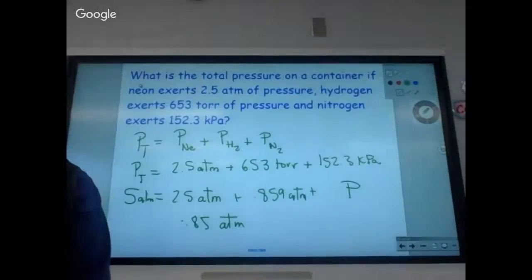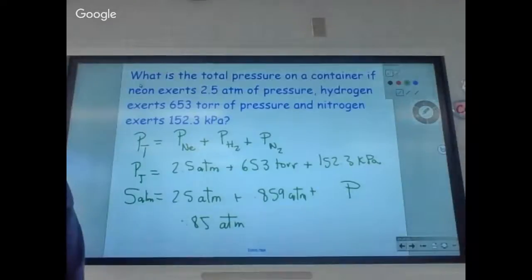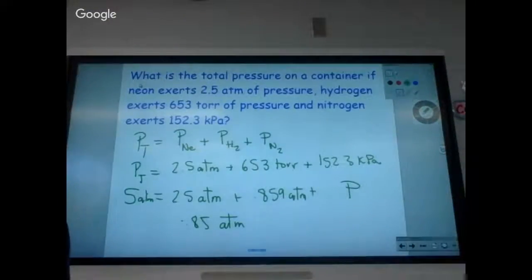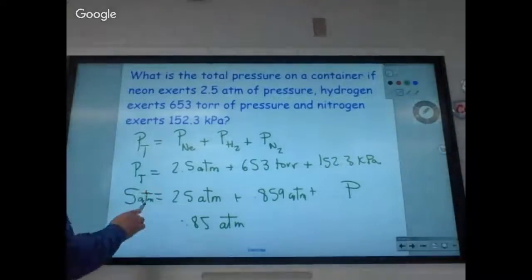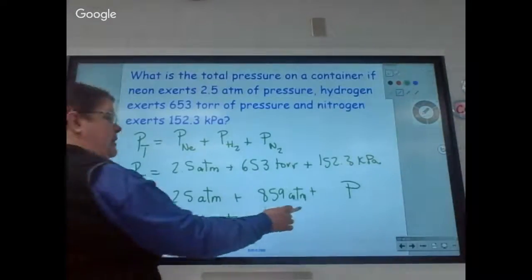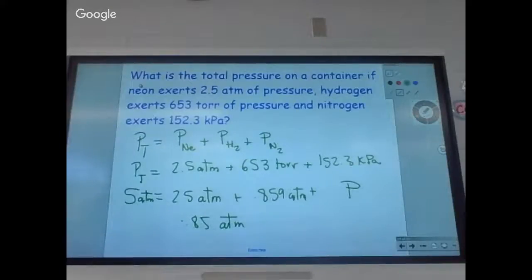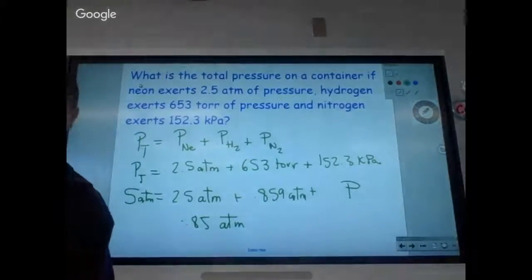Is there going to be times when we have two different units? Maybe. You just have to convert. In that situation, is it best that we change everything to the left of the equal sign to whatever is on the other side of the equal sign? I would make them all match. If this was in atmospheres on this side, I'd certainly make all these atmospheres. Yes.